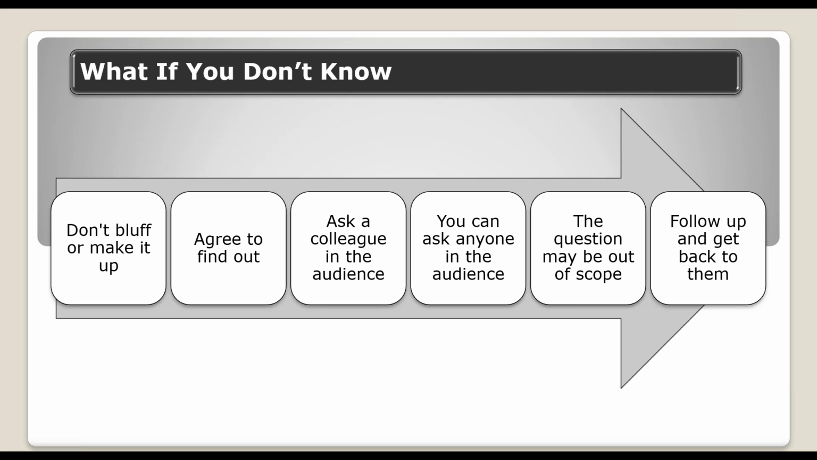Ask a colleague in the audience. This is called phone a friend. I haven't read that journal article yet. I haven't read that piece of information. Does anyone in the room know the answer? Really good question. I have a colleague who may be able to answer that for me. Or you can ask anyone in the audience. The question may be outside of scope, and find out and get back.